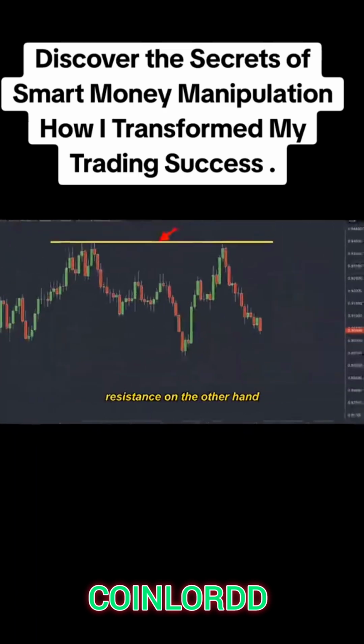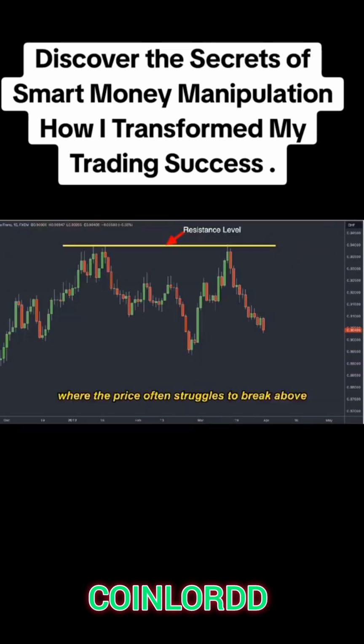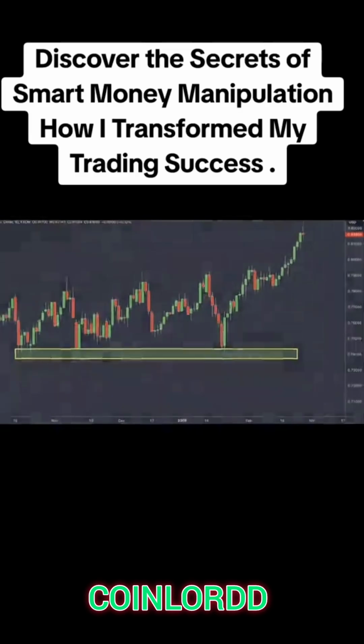Resistance, on the other hand, is like a ceiling where the price often struggles to break above because sellers come in, seeing it as a good opportunity to sell. These levels are important because they are watched by many professional traders, and when the market reaches one of these levels, it could signal a significant move or even a reversal.